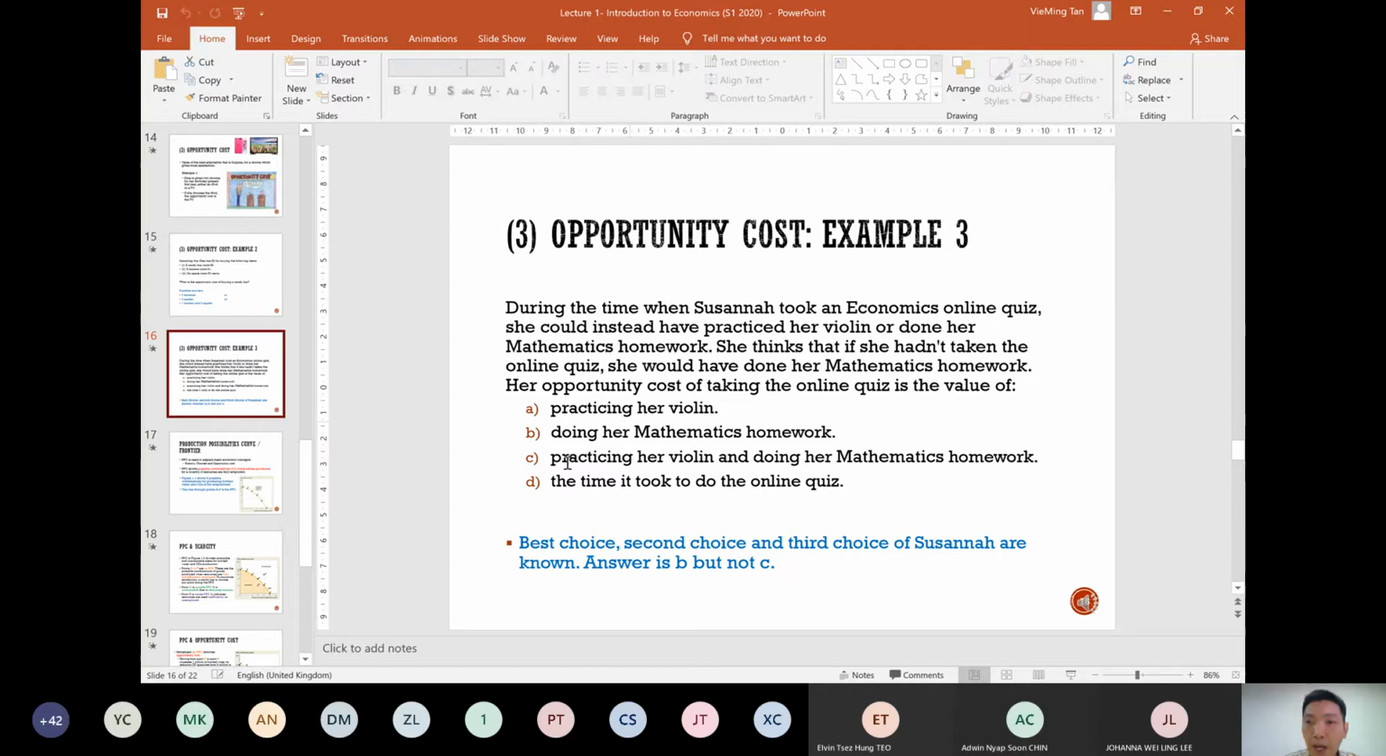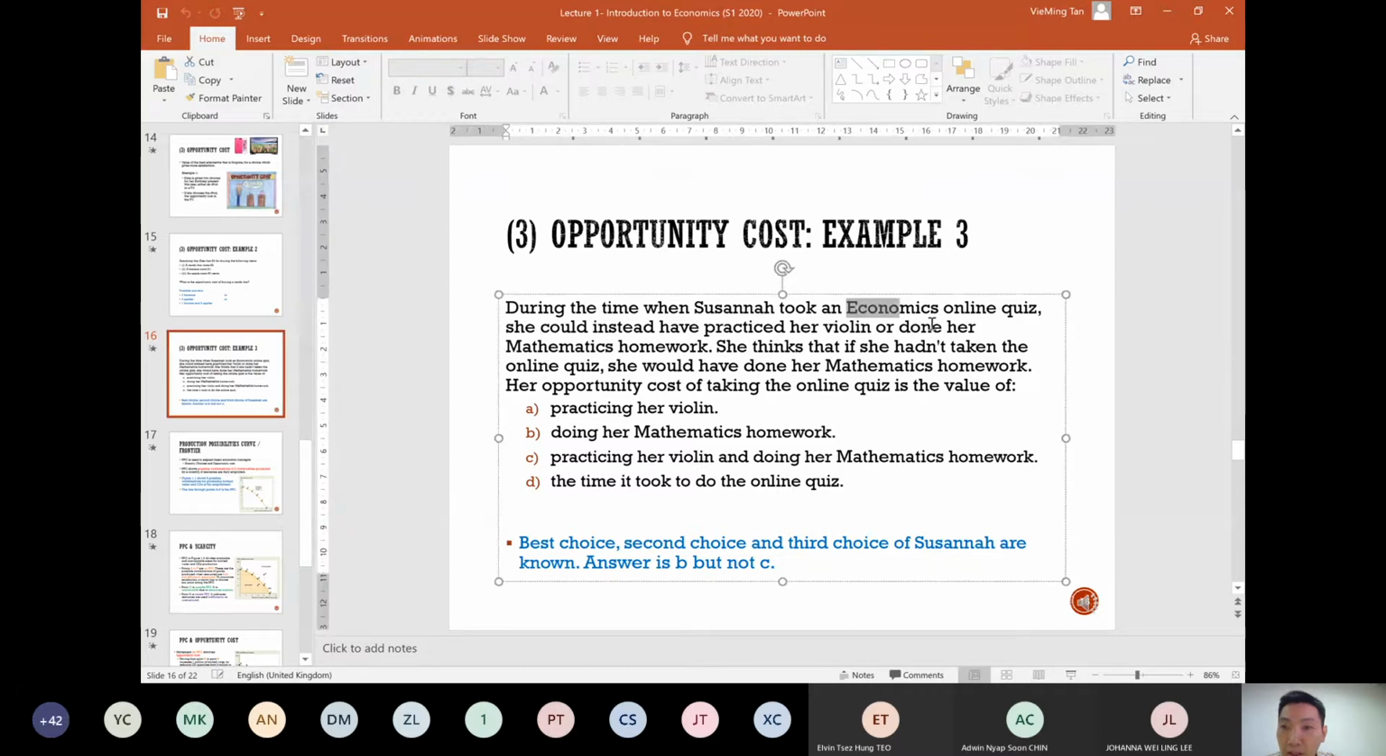Okay, let us try to check what are the activities that can be done by her. So she can either do the online quiz, or she can also practice violin. Another option is she can also practice her mathematics homework. Okay, so there are 3 possible activities that can be performed by her.